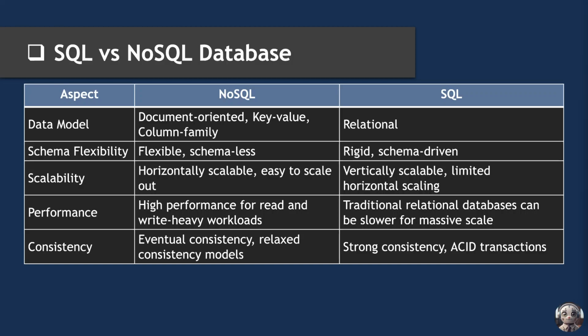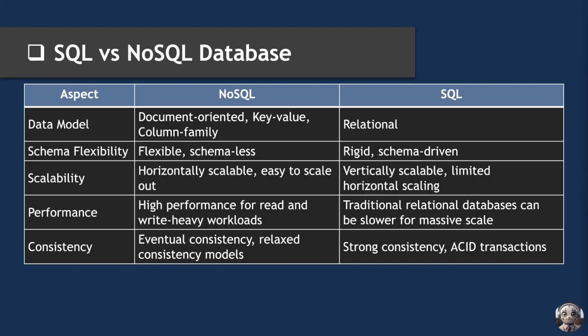Next aspect is schema flexibility. NoSQL databases are known for their schema flexibility. They allow us to store data without a predefined schema or with schemas that can evolve over time. This flexibility is particularly useful in scenarios where data schemas may change frequently or where we need to store diverse types of data. In contrast, SQL databases enforce rigid schemas. This means that data must adhere to predefined structures and relationships. While this can provide strong data integrity and consistency, it may also be less flexible in situations where data structures are subject to change.